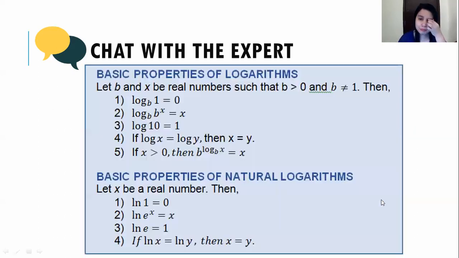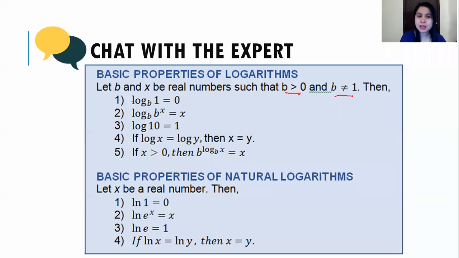Now, we have basic properties of logarithm, and you need to familiarize yourself with this one. Again, b should be greater than 0. The base should be greater than 0 and should never be equal to 1.